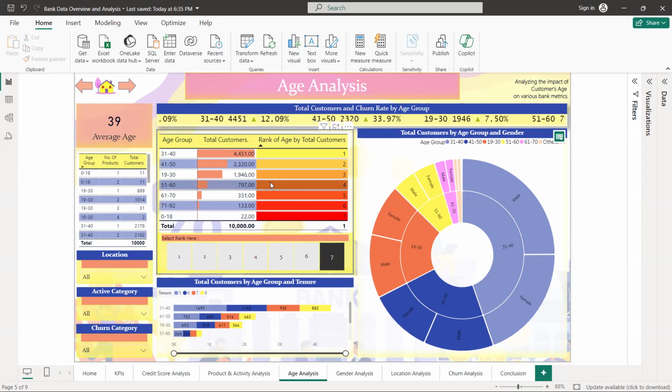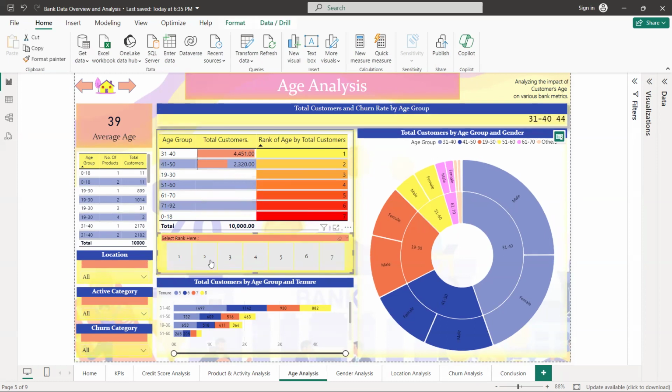Next, we have a table. Here, I have ranked customers' age groups based on the total number of customers belonging to that particular age group. So if we want to see only the first two ranked age groups, we can click here. Then first three ranks, four ranks, and it goes on like this. And if we click 7, we can see all the age groups based on their ranks.